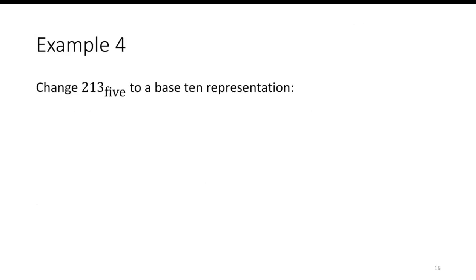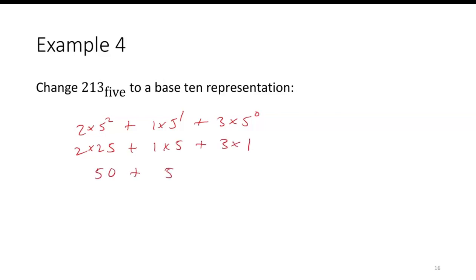So say I want to change 213 base 5 to base 10. This would be 2 times 5 squared plus 1 times 5 to the first plus 3 times 5 to the 0. So 2 times 25 plus 1 times 5 plus 3 times 1. That's 50 plus 5 plus 3, which is equal to 58. So 213 base 5 is the same thing as 58 base 10.